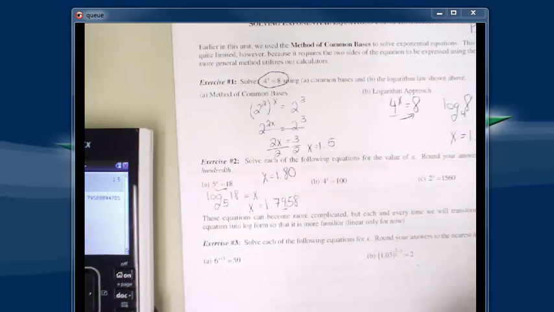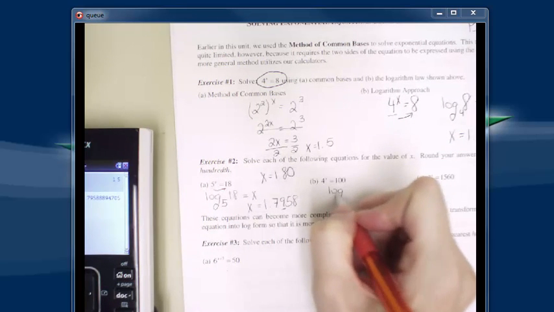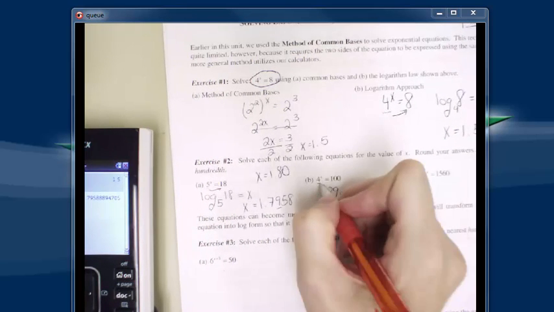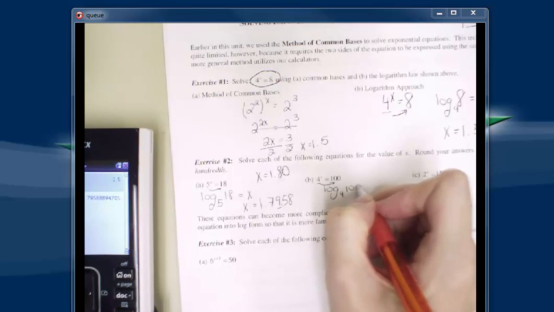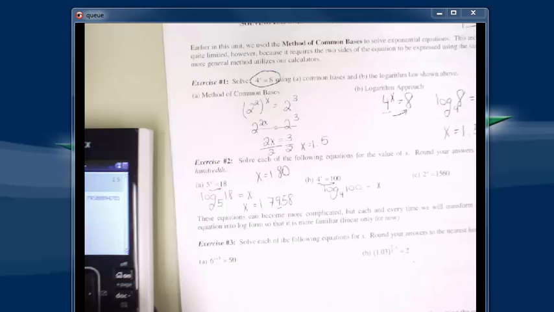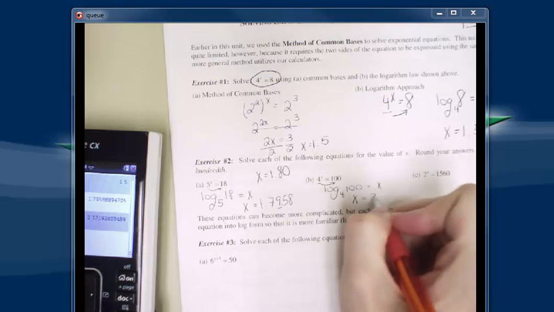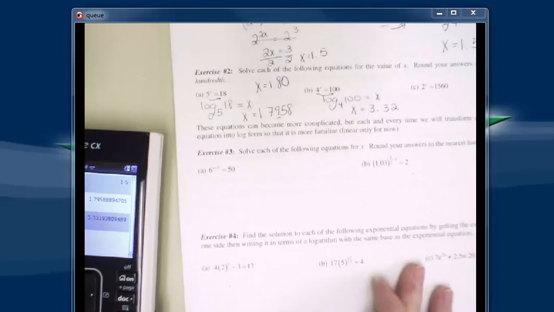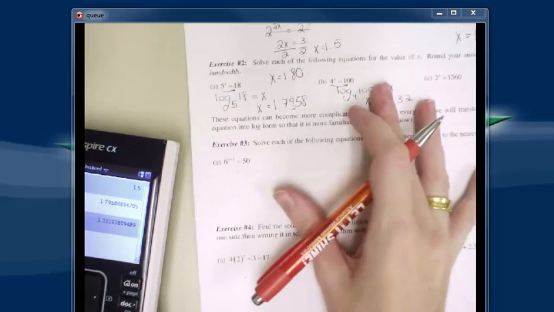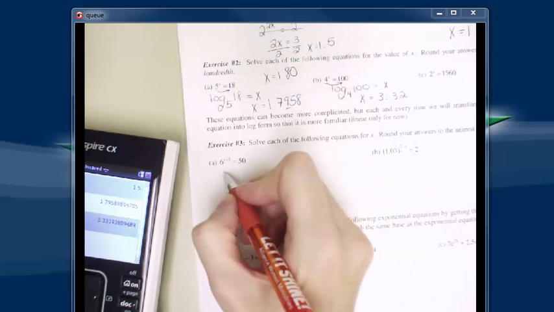Let's do one more. Here we go. Log, the base is 4. Loop over to the number, equals x. And I will get x equals 3.32. So now we just up the ante a little bit each time. Still exponential here, still variable in the sky.